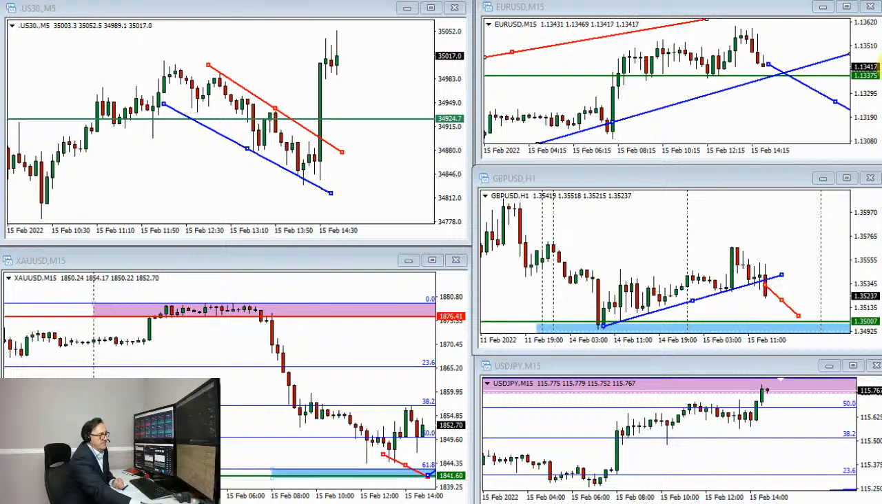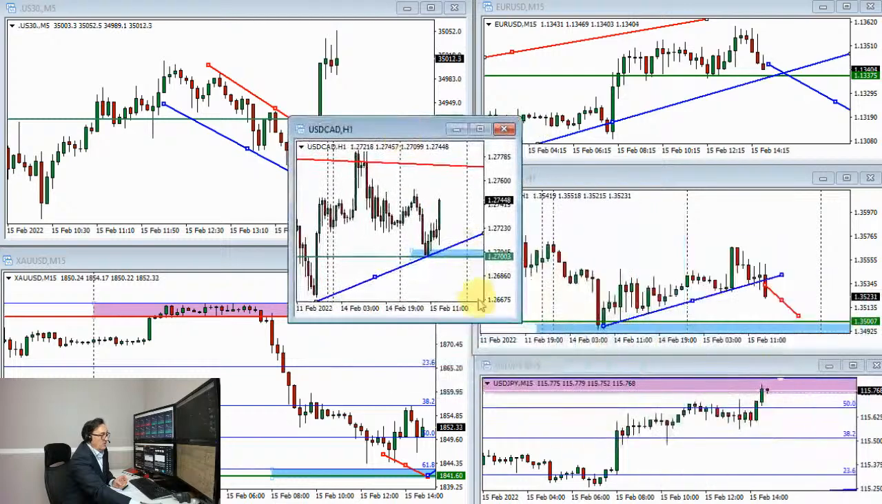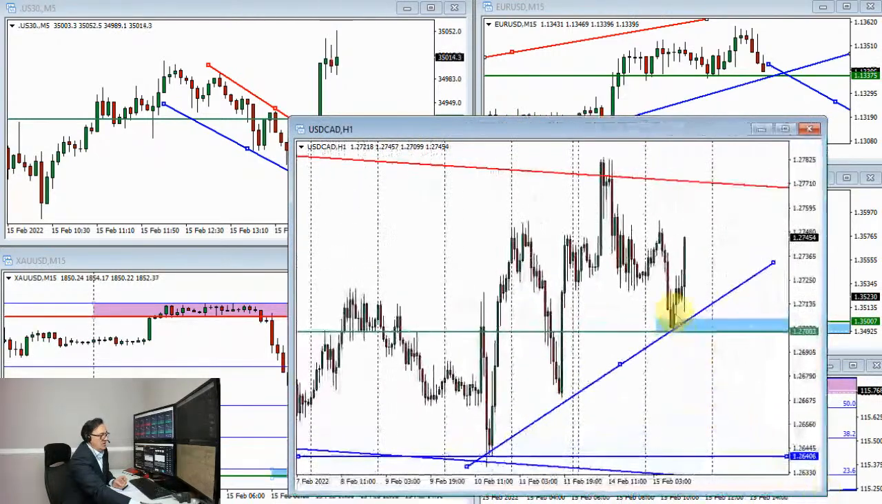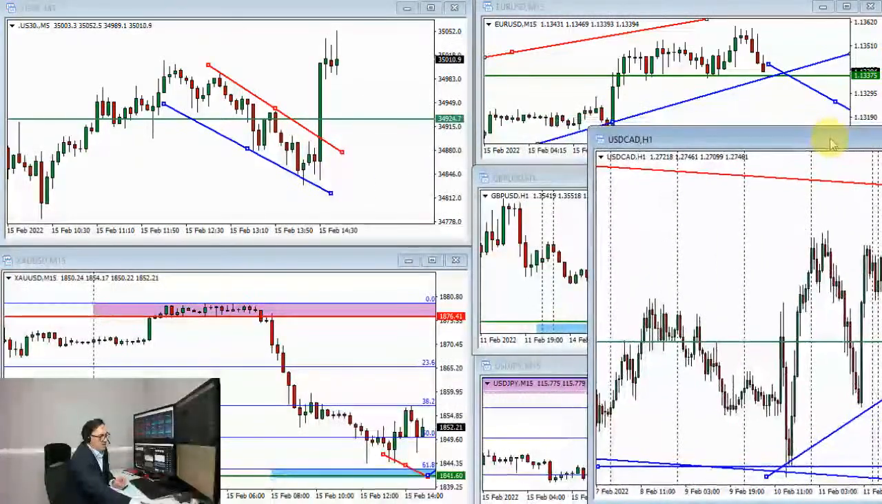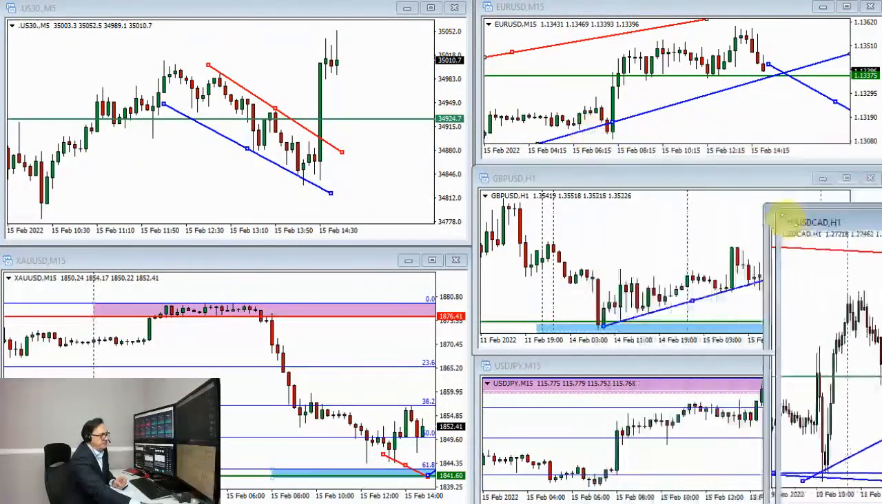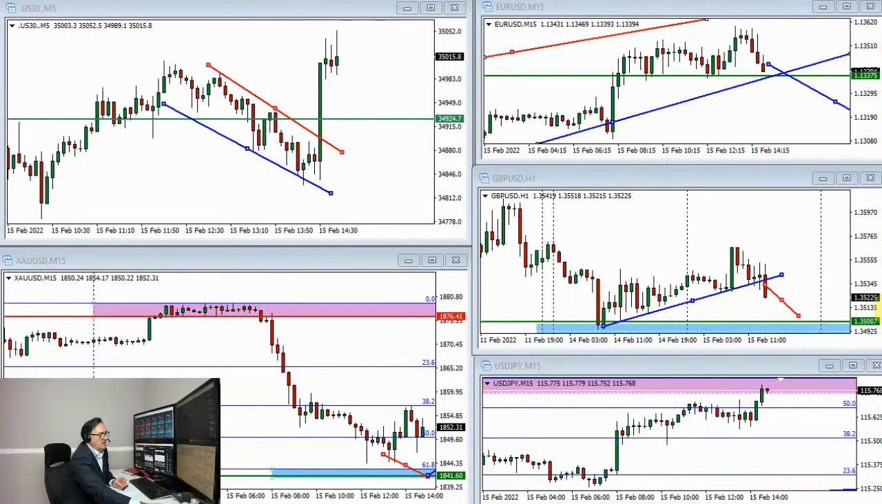And dollar CAD 127, but we are running away from that. It didn't come back to it again, but I think it's a good trade there as well. And I'm currently long FTSE as well.